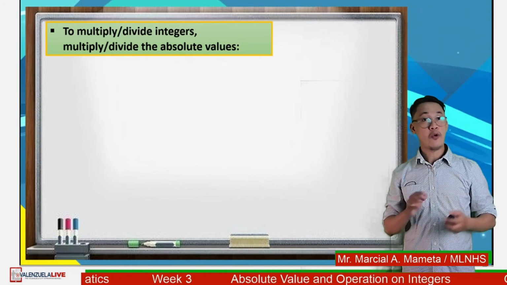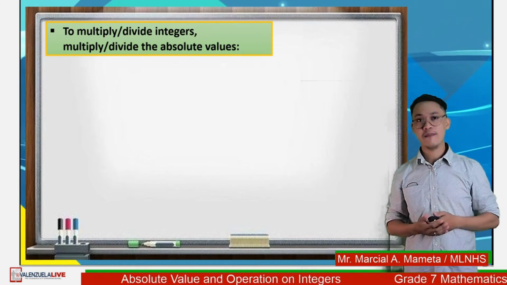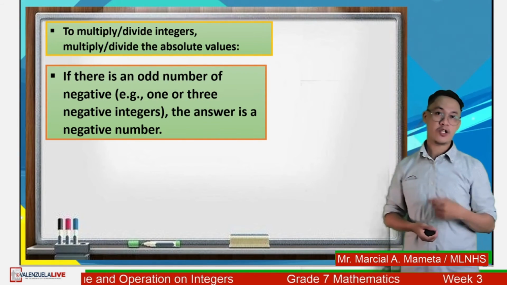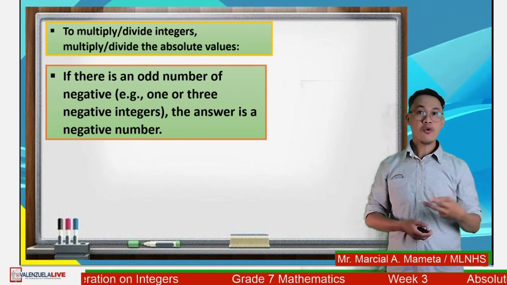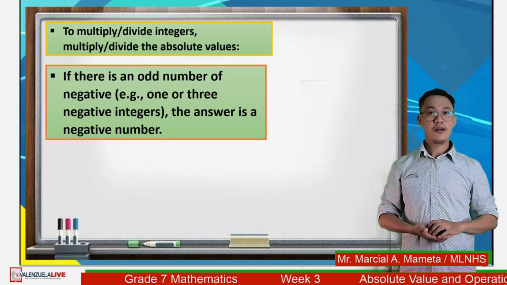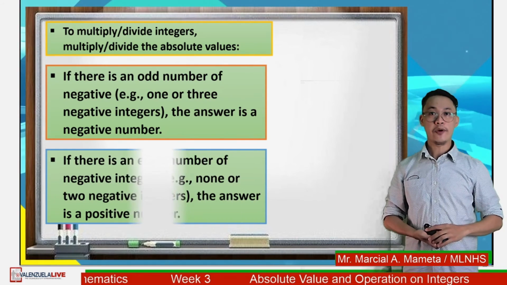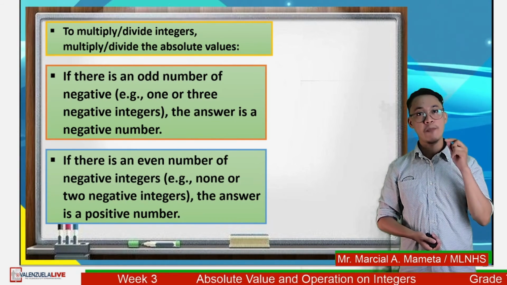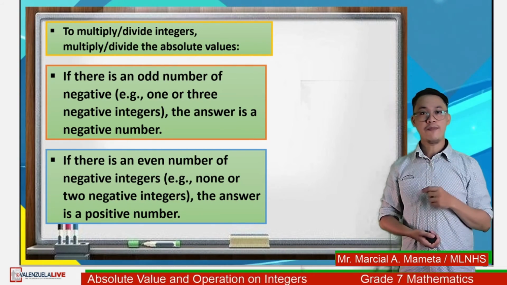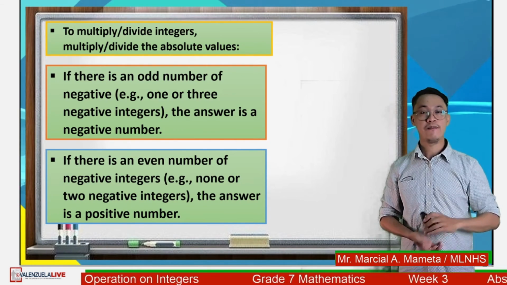To multiply or divide integers, multiply or divide first the absolute values. If there is an odd number of negative integers, for example 1 or 3 negative integers, the answer is a negative number. If there is an even number of negative integers, none or 2 negative integers, the answer is always positive.